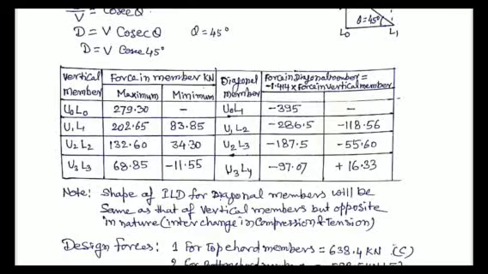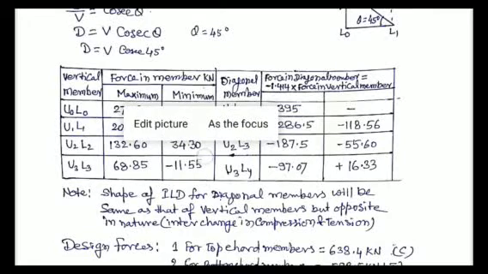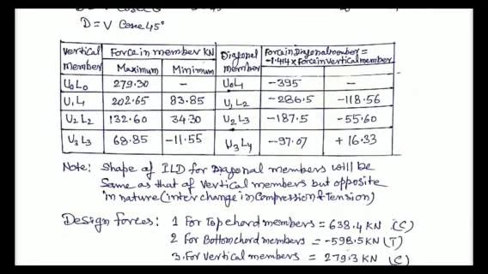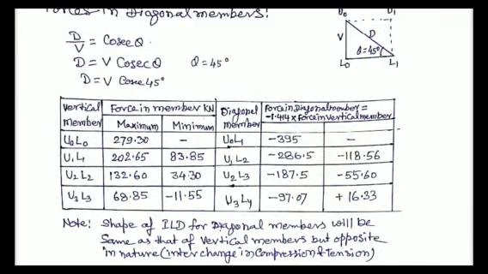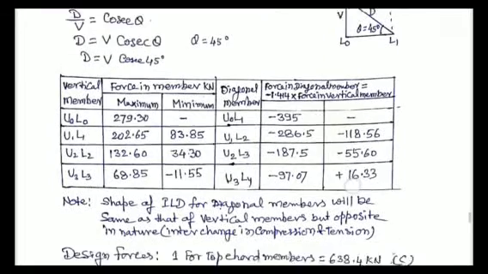In member U3L3, the maximum is 68.85 of compressive nature and minimum is minus 11.55 kilonewton, which is of tensile nature. Only in this member the minimum force is 11.55 of tensile nature. So now calculate the forces in members accordingly by the above formula, V cosec 45.